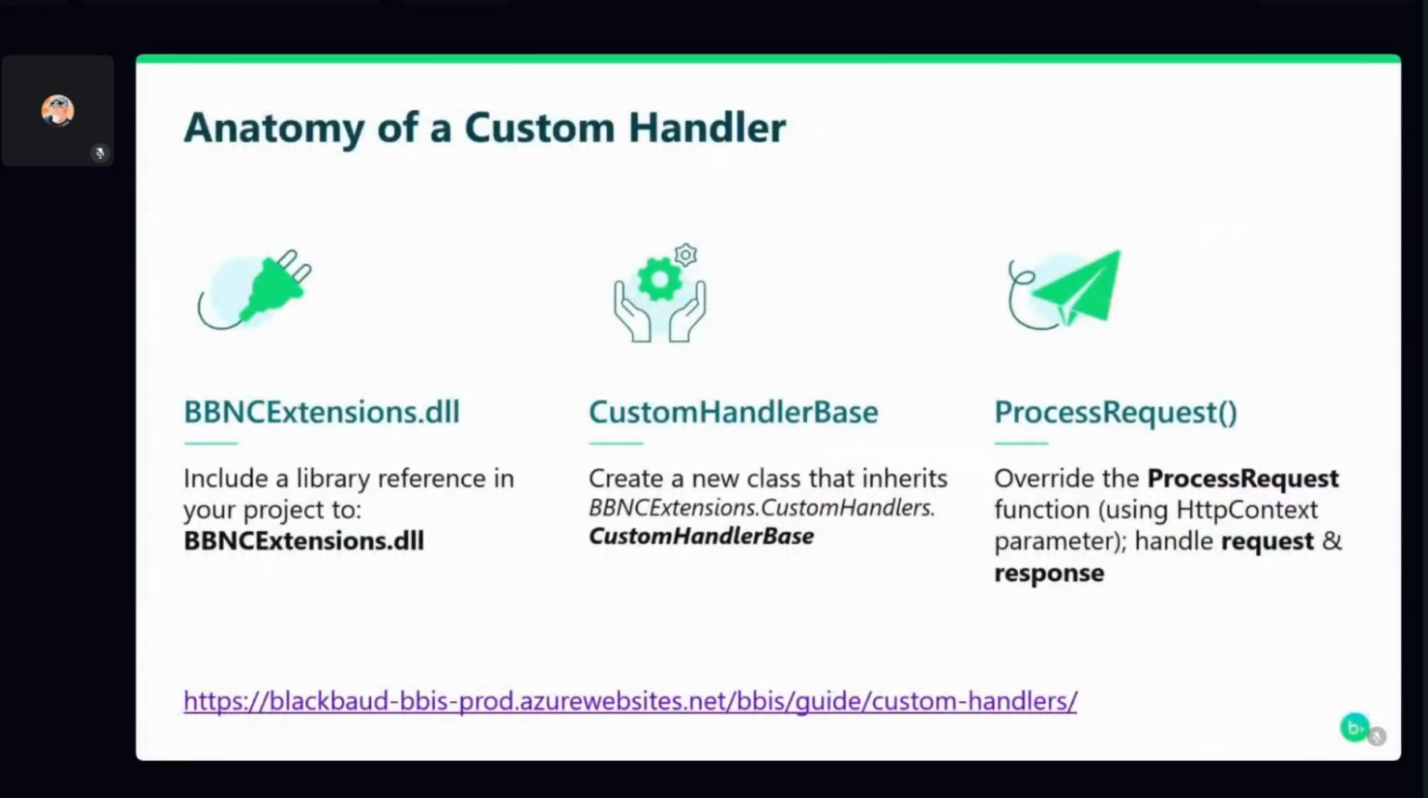So just to recap, the three things that you really need to do when you're creating your class is to firstly inherit that BBNC extensions DLL file. Secondly, you need to inherit the class custom handler base. So that is part of the BBNC extensions.dll. And the other thing that you need to do is to override that process request function. That's essentially all you need to do to create the custom handler itself. And then it's just a matter of calling that function when you need to access it.